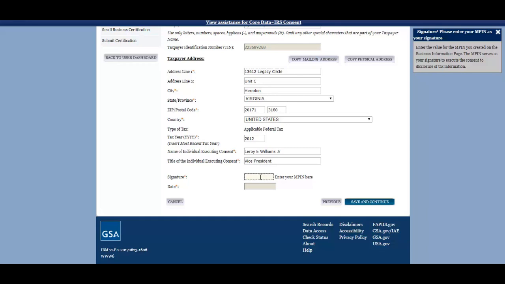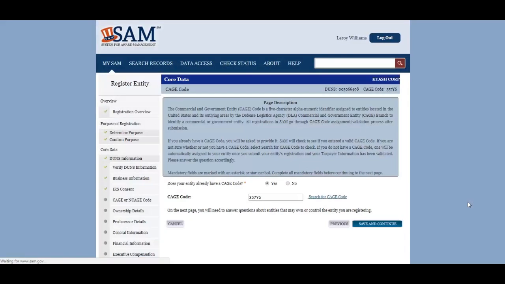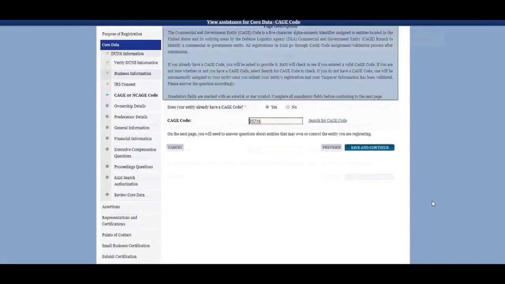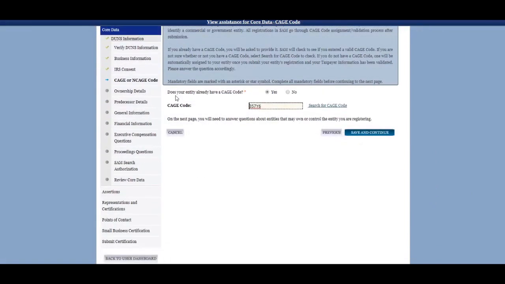But anyway, we're going to put in the signature, which is KYASH 4321, and then today's date, which is already pre-populated, 9/28/2017. So we are going to save and continue. Okay. Does your entity already have a CAGE code? And that would be yes.